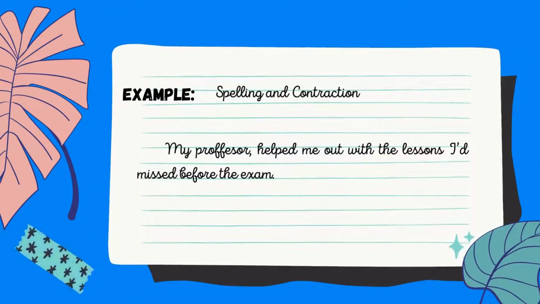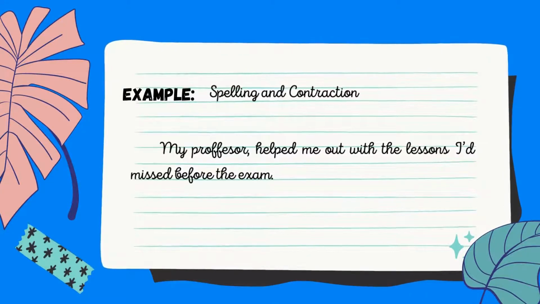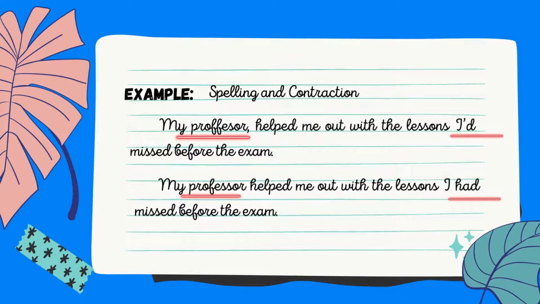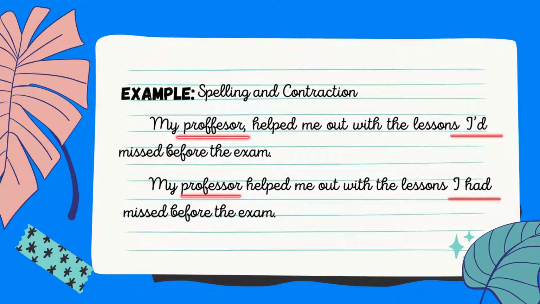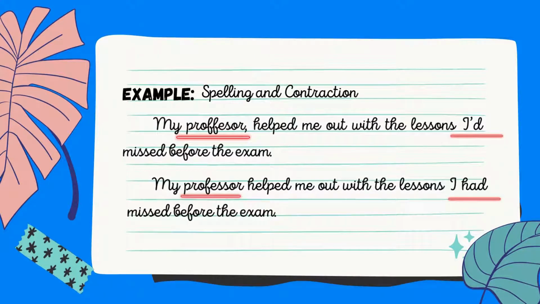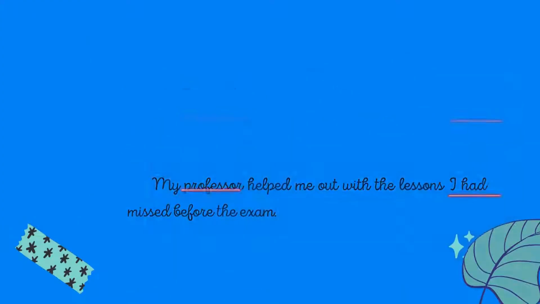Let's have this example. My professor helped me out with the lessons I'd missed before the exam. As you can see, in written text, the misspelled word professor instead of the correct word professor is wrong, as well as using the contracted word I'd instead of I had. In this manner, spelling and contraction of words were used.